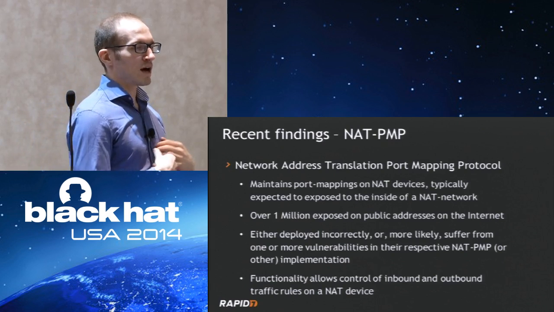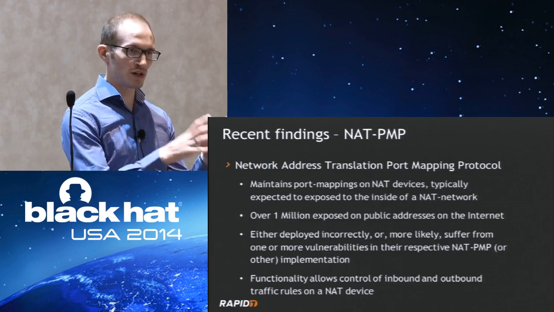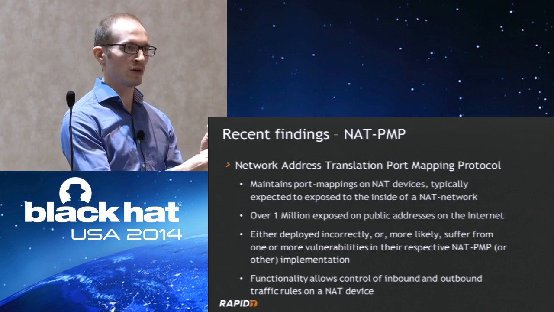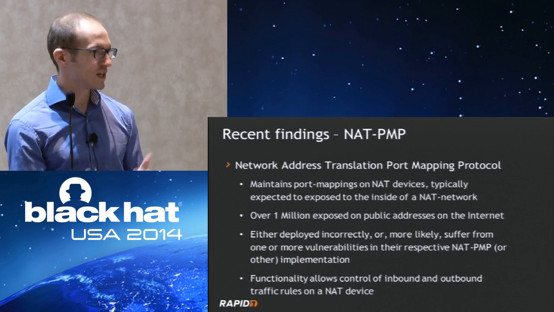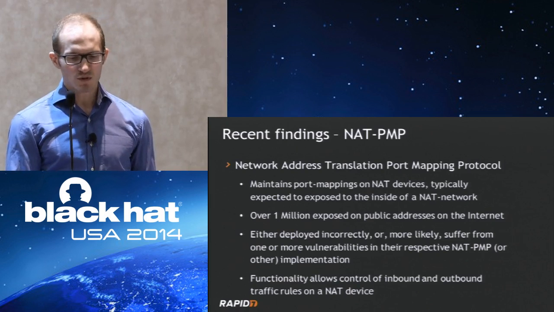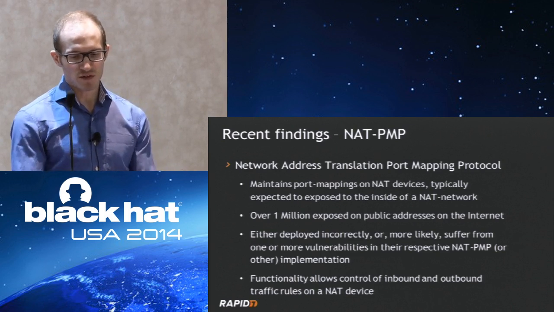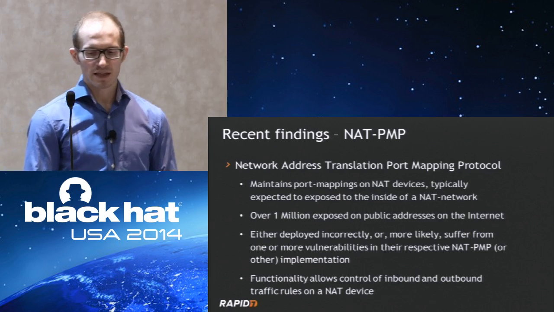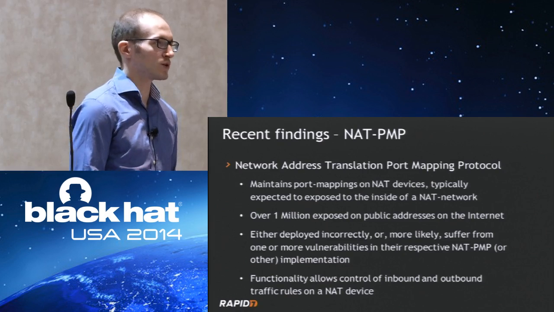Our understanding is that this is used for internal networks, from the inside, to control how the network address translation operates and change its behavior, add some port mappings. But it's actually exposed on 1 million devices to the internet, so you can use the service from here, right? You can use it remotely, which is interesting because it's not really meant for that. It's either deployed incorrectly on these devices, a misconfiguration, or more likely they just suffer from vulnerabilities in the implementation. They're just available even though they shouldn't be, right?